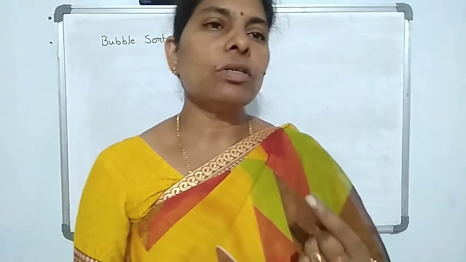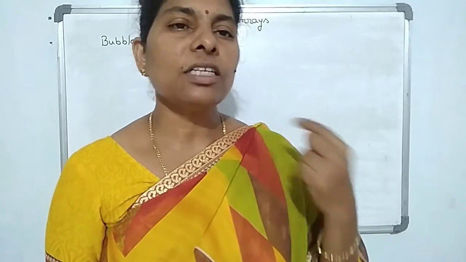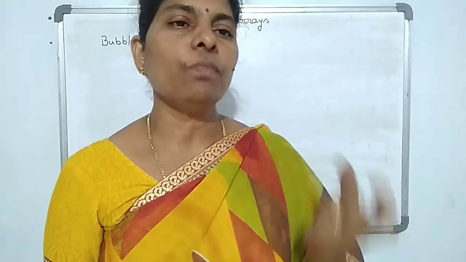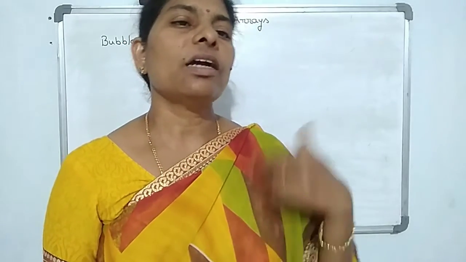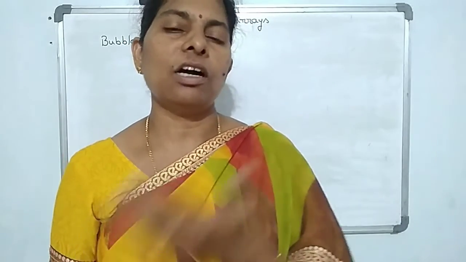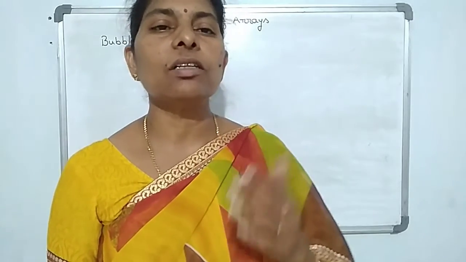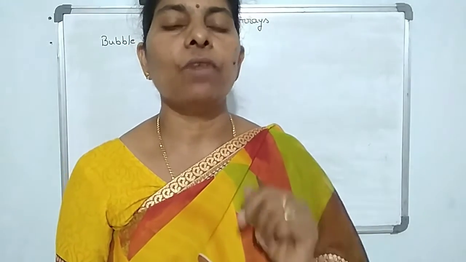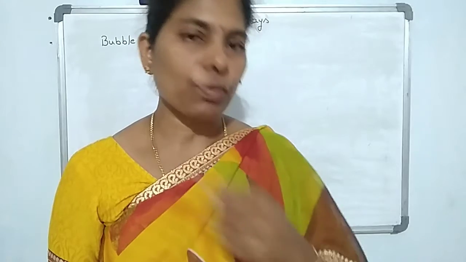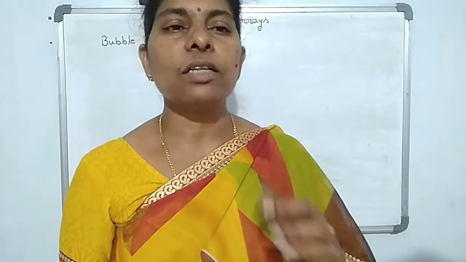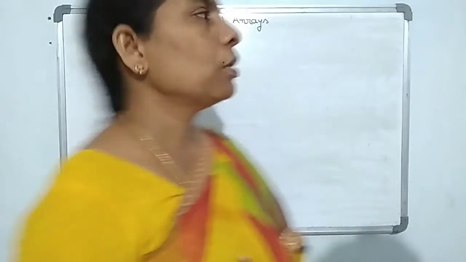In bubble sort, you set the largest element in the last position. The largest element is the last element. The second largest comes to the last but one position. In that way we can set all the elements into one order. So this type of process comes under the bubble sort. Now I will give you an example for the bubble sort.